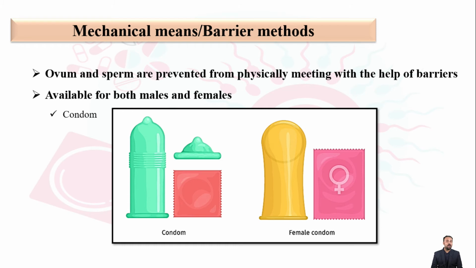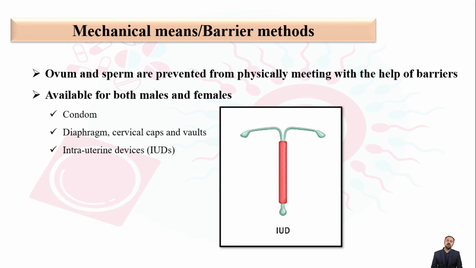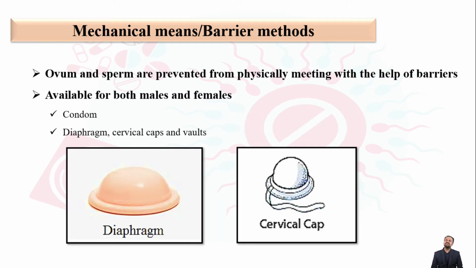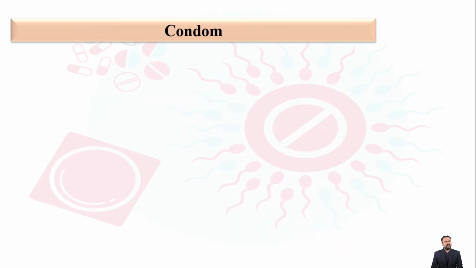Students, one such barrier is the condom. Then we have diaphragm, cervical caps as well as cervical vaults. Now students, other than the barrier methods, there is another method called the intrauterine devices. We'll be talking about that a bit later. Now students, let us first discuss one of the most effective methods of contraception which is most widely used throughout the world, that is the condom.